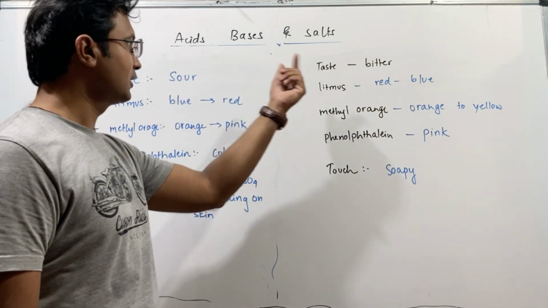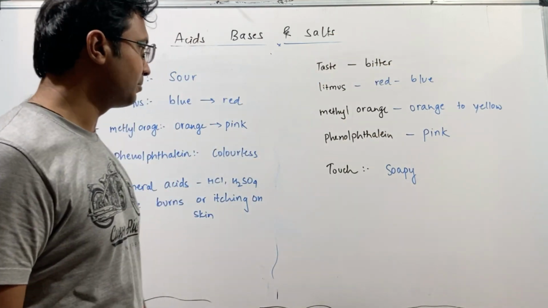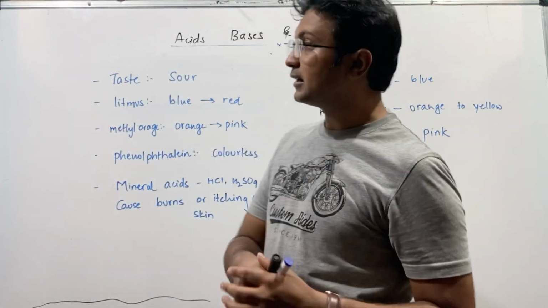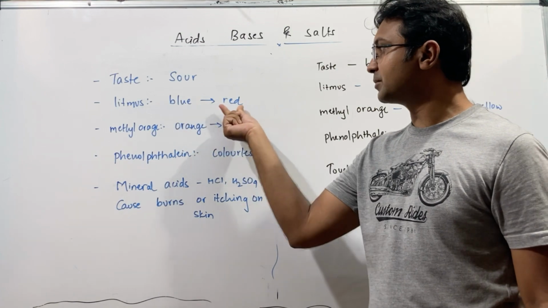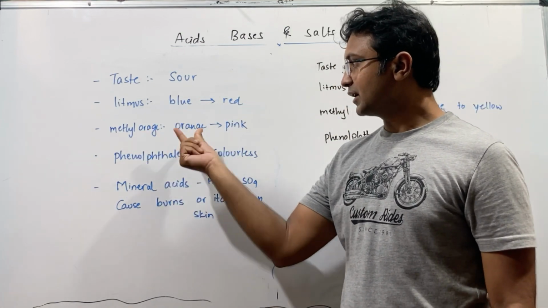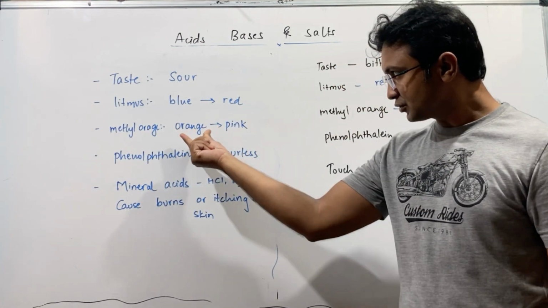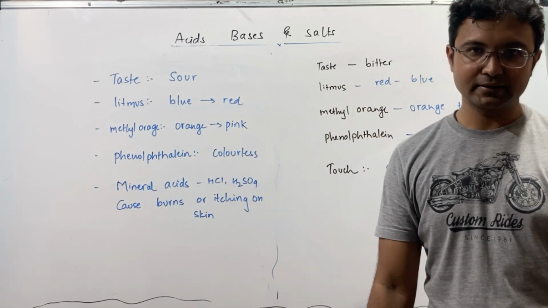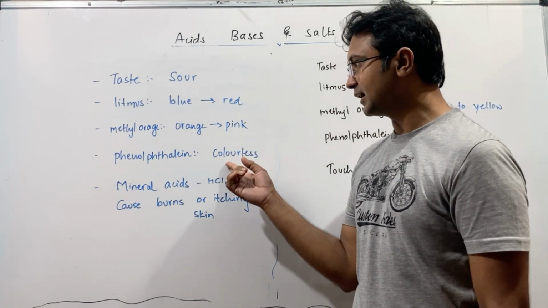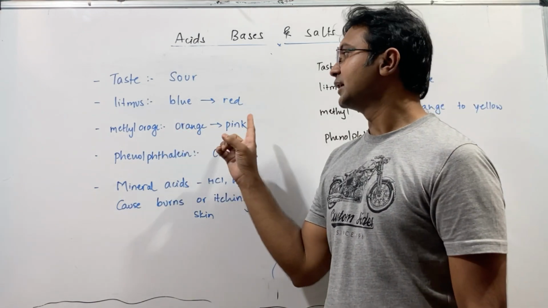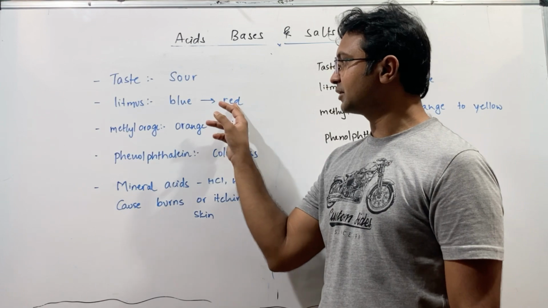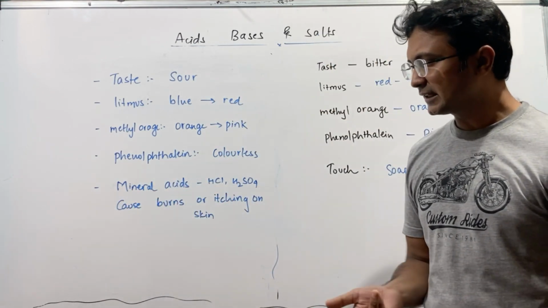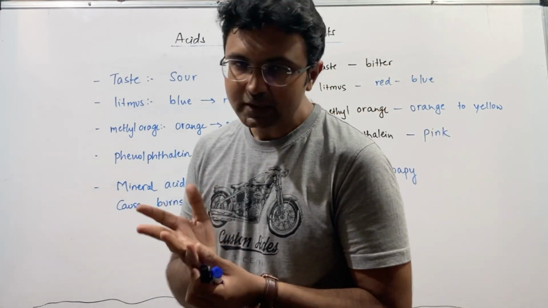Acids are sour, bases are bitter in taste. Litmus: acid converts blue litmus red. Methyl orange: color of orange to pink. Phenolphthalein is colorless. So when I add phenolphthalein to acid, it is colorless. When I add methyl orange, it turns pink, and when I add litmus paper, it turns red. Now, mineral acids like HCl, H2SO4 cause burns to the skin.